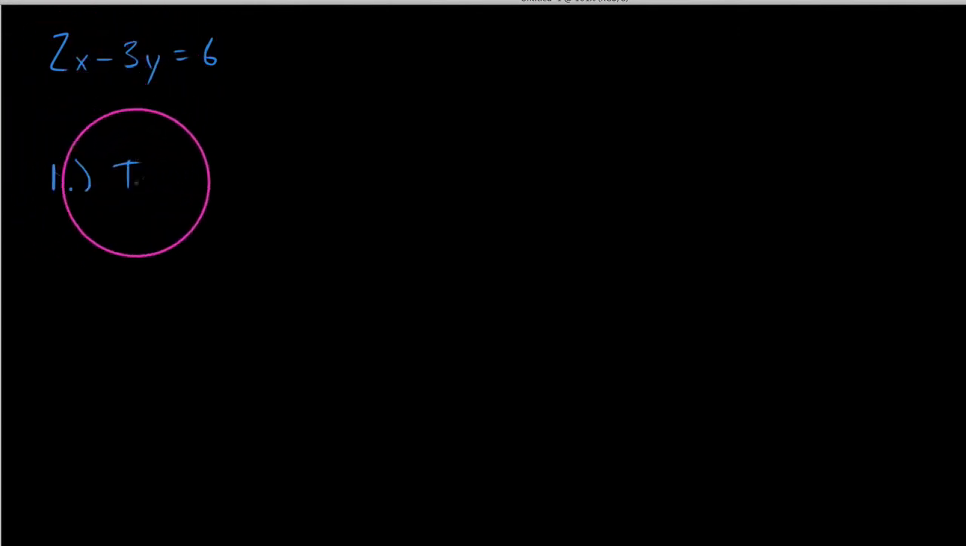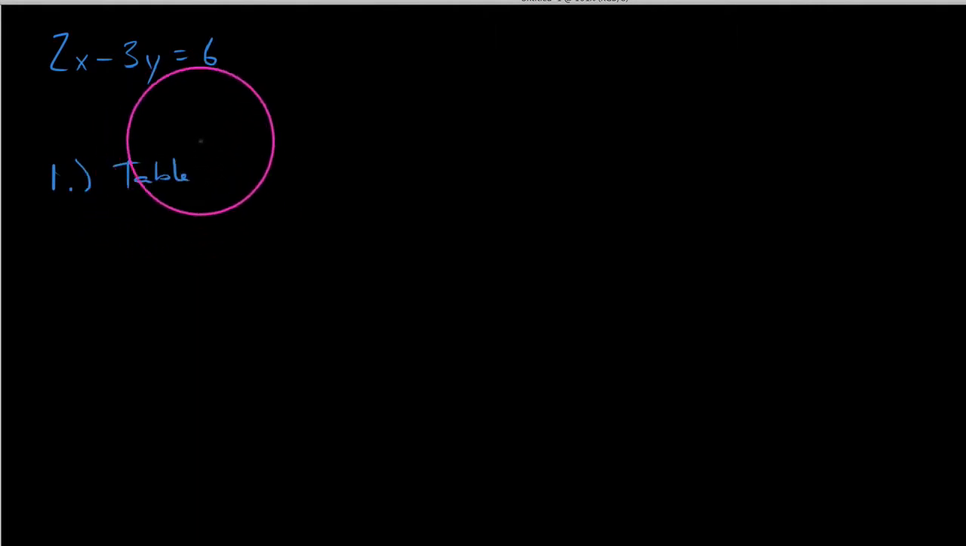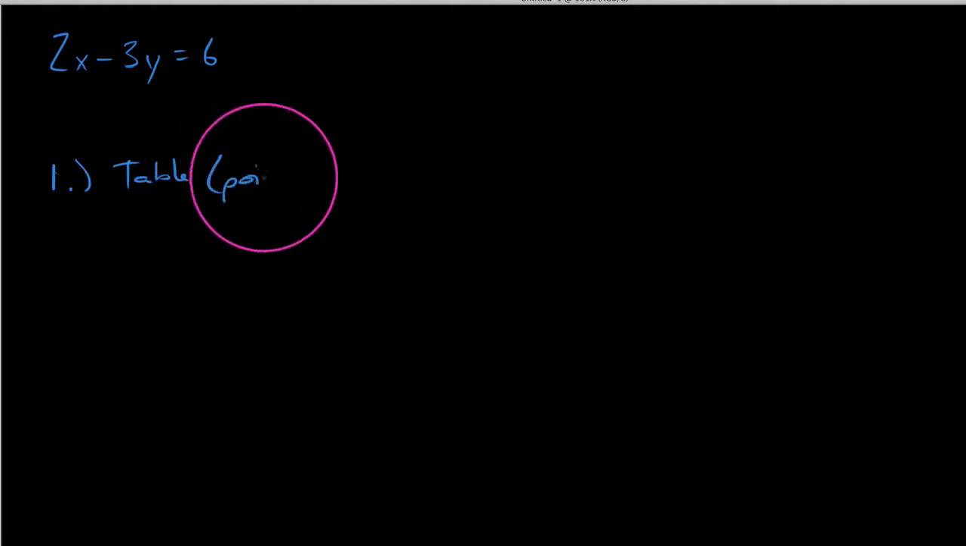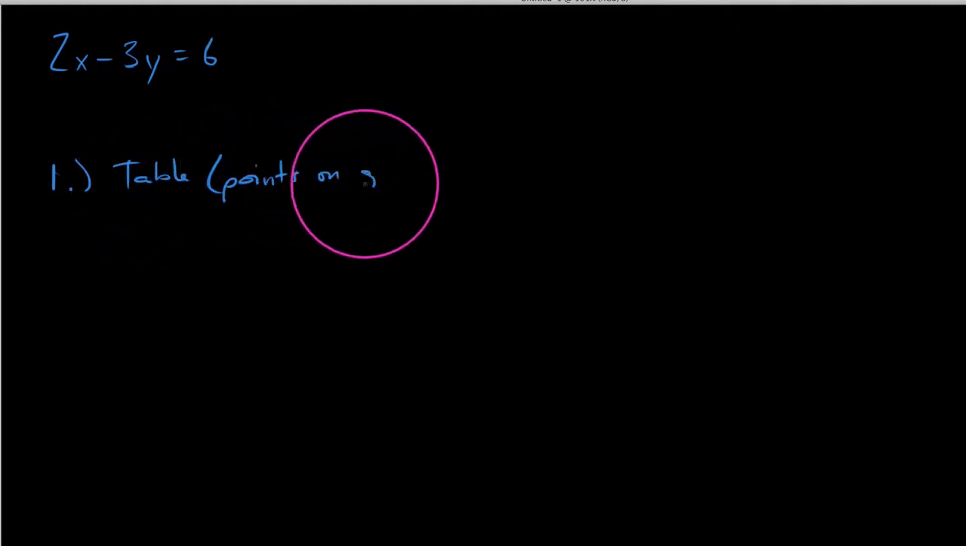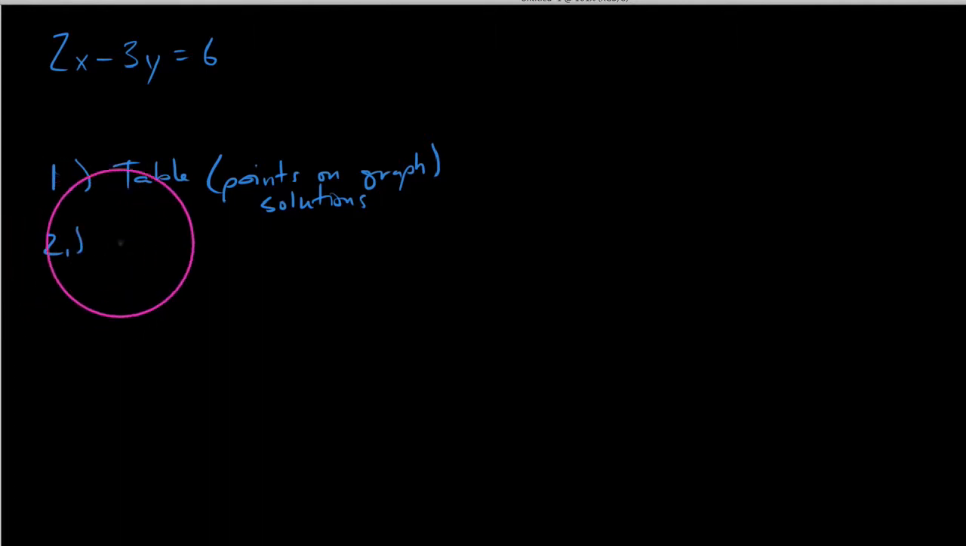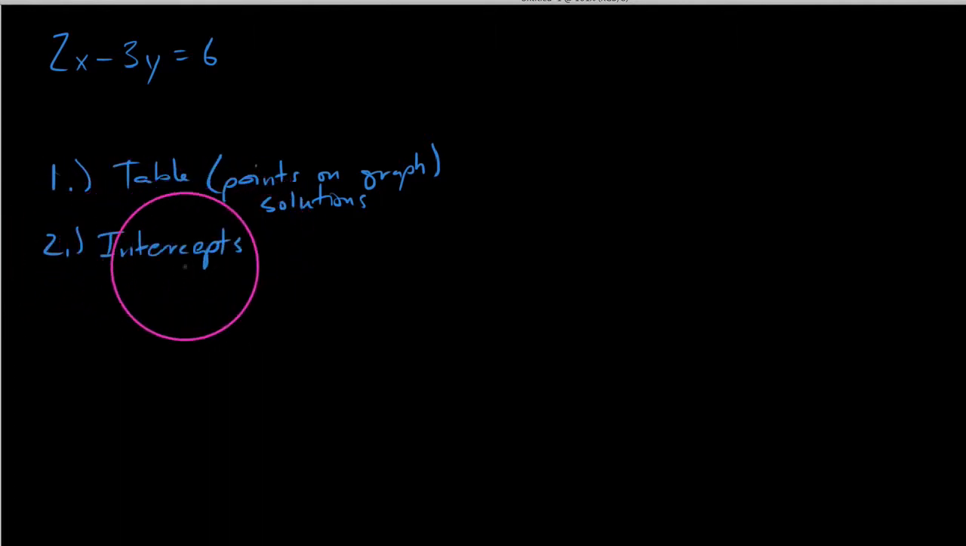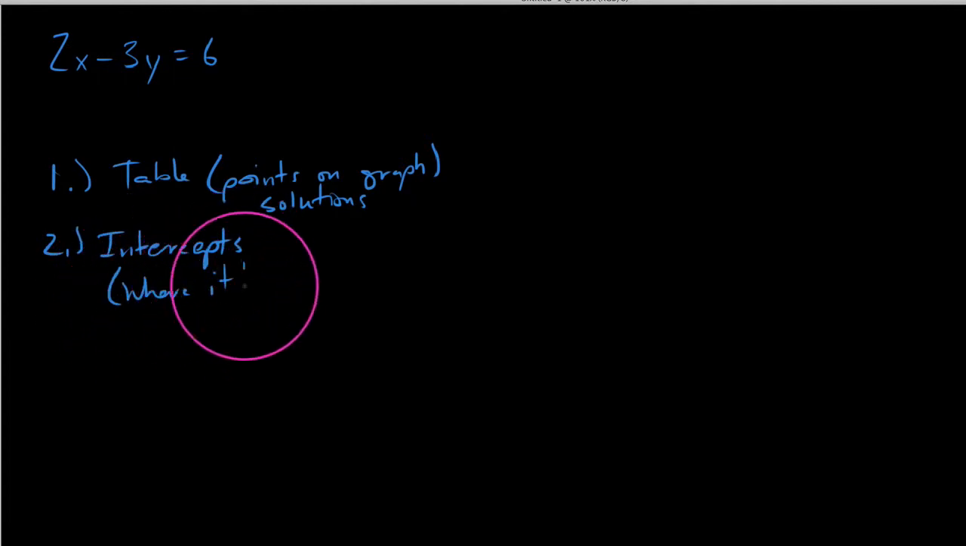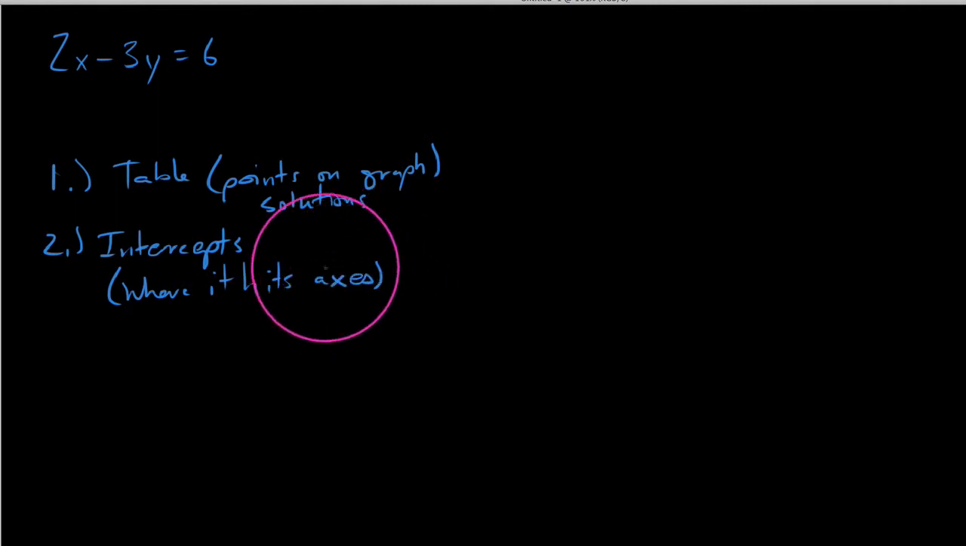One is we want to make a table. Tables are always good things where we plug in arbitrary values for one variable and find the values of another one. This is going to give us points on the graph. This is what this table is giving us, or solutions. We could also say that these are solutions. And then the other thing that we like to do is find intercepts. When we mention the intercept of a graph, we are finding where it hits the axes. That's what we're looking for here.